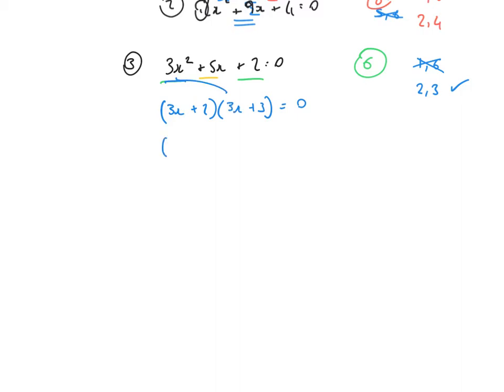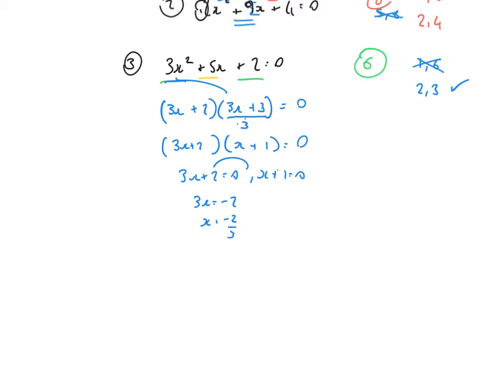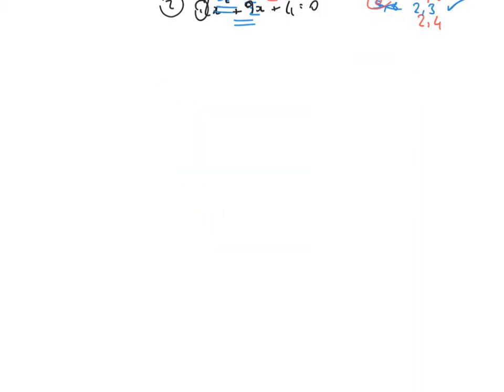Okay, first bracket. From 3 and 2 I can't take anything, so that's still 3x plus 2. From the second bracket I can take out a common factor of 3. 3 into 3x goes 1x, and 3 into 3 goes 1. So now we've got 3x plus 2 equals 0, or x plus 1 equals 0. That's 3x equals minus 2, and x equals minus 2 over 3, or x equals minus 1. Final answer.